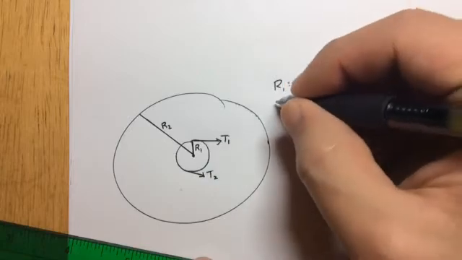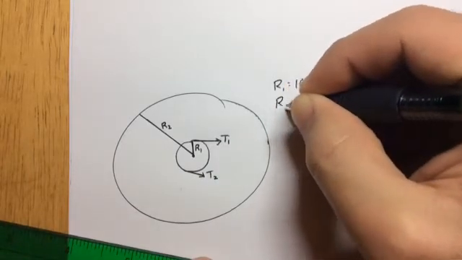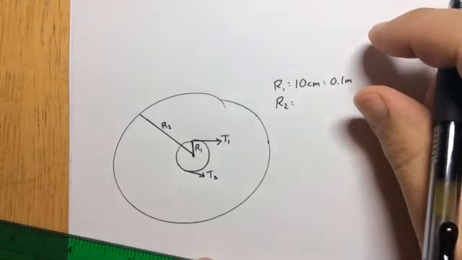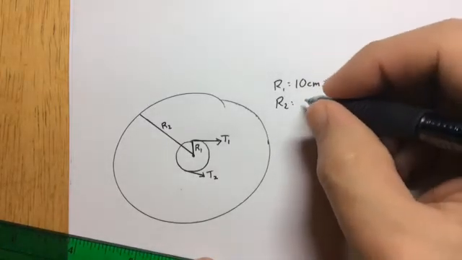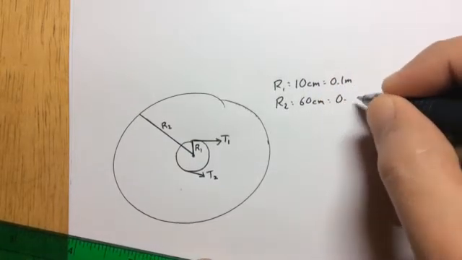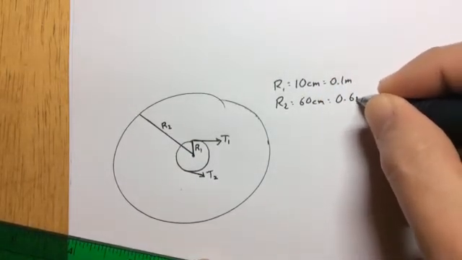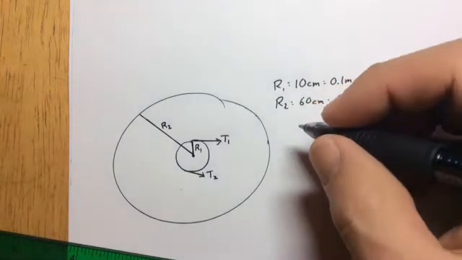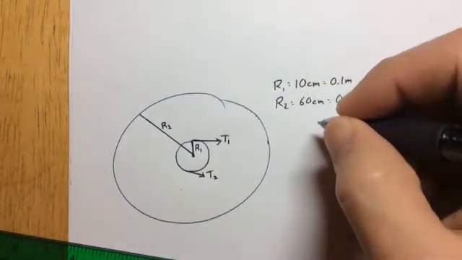So the inner radius is R1, that's going to be 0.1 meters. The outer radius is R2. Let's make it about 60 centimeters. Okay, not sure what size bike this is, but let's just make it 60 centimeters or 0.6 meters. And we need to talk about the mass. What's the mass of this tire? Maybe the mass of this tire, let's say it's 1.5 kilograms. So the mass of this whole thing is 1.5 kilograms.